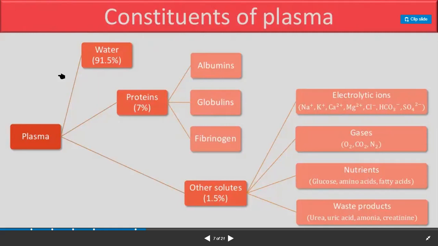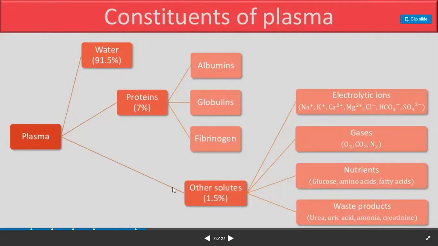So plasma is made up of 91.5% water, and then proteins make up about 7% of plasma, and these proteins are albumins, globulins, and fibrinogen. Don't forget that each of them has its function, which we will discuss later. So water 91.5%, proteins 7%, and these are three main types of proteins: albumins, globulins, and fibrinogen. And then the other 1.5% are other solutes.